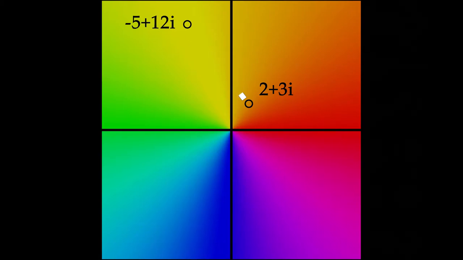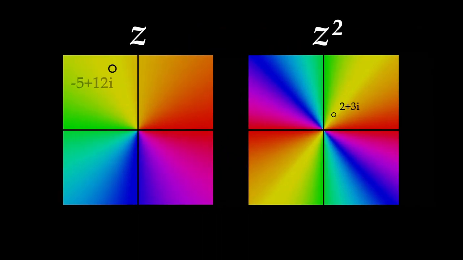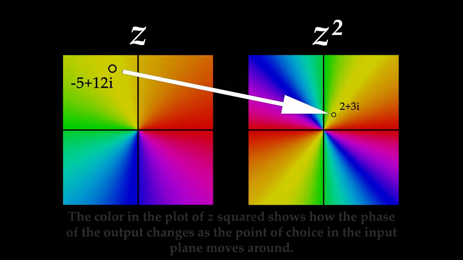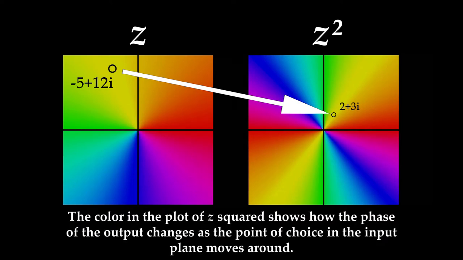Now, if we square all the points in the graph, we get this. Now, look at the location of 2 plus 3i. The color at this point is yellow, just like the color of its square in the first graph of the unaltered complex plane. From this, we can deduce that the phase of the output for this point corresponds with the color yellow. As long as we have a key for matching color with argument, we can roughly determine the phase of any output in the image. Here are some more examples of domain coloring.